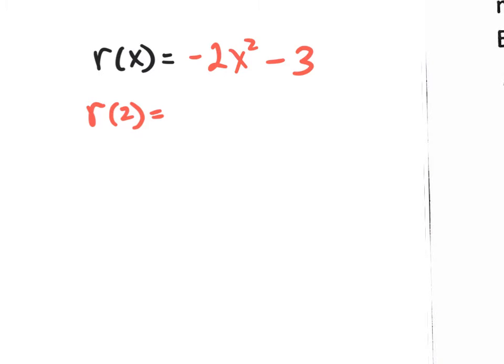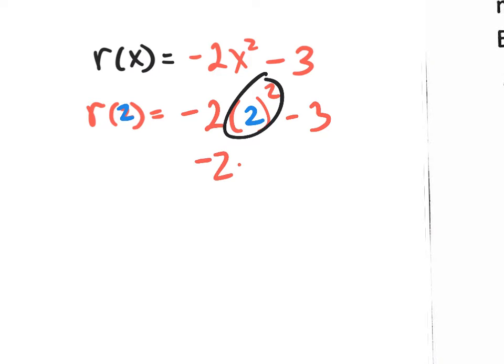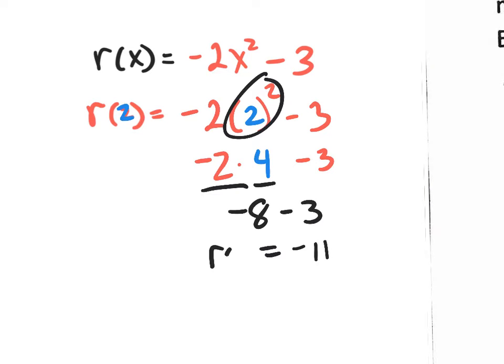So the way to do that would be to first replace your x values, and there's only one x, with parentheses, and then plug in that value of 2 right into those parentheses. Then after that, it's just the correct order of operations. You have exponents first, 2 squared, that's 4. So you really have -2 times 4, then minus 3 at the very end. And of course, -2 times 4, that's -8. -8 minus 3, that is -11. So r of 2 equals -11.